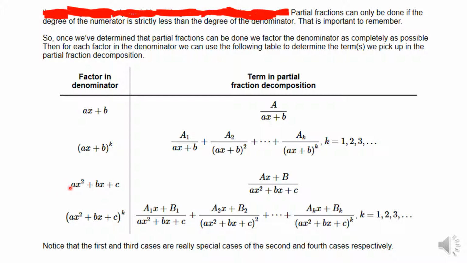If you cannot factor it, we call this an irreducible quadratic form, and you generate a term that looks like this. Again, the capital A and capital B are constants, but now you have an x, and if this is raised to the multiplicity k, we get k terms that look like this. Examples will make this much clearer.